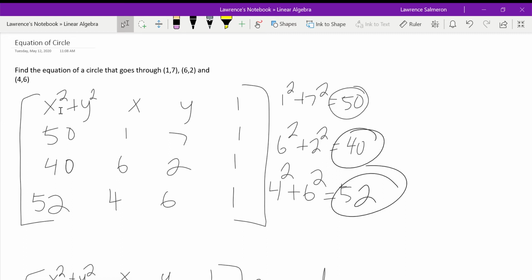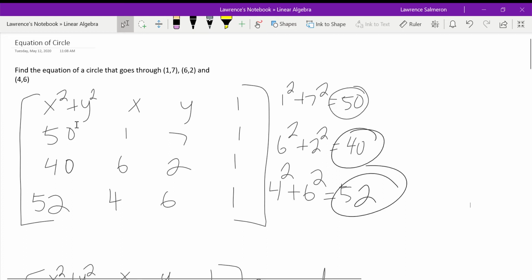So we're going to go ahead and fill column 1 out. Second column is going to be just our x's. Third column is going to be y. And the fourth column is going to be our constant, which is ultimately going to be a part of the radius. In general, the equation of a generic circle is x squared plus y squared plus x plus y plus constant equals 0. So that's kind of where this equation comes from.